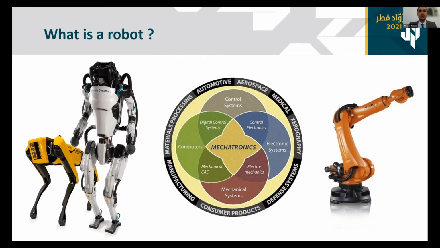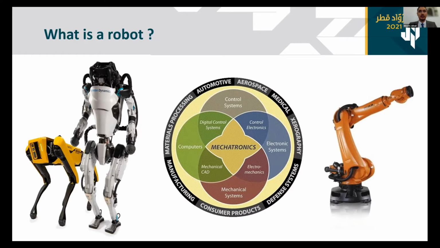Nowadays, the International Organization for Standardization, or shortly called the ISO, defines an industrial robot as an automatically controlled, reprogrammable, multi-purpose manipulator, programmable in 3 or more axes, which can be either fixed in place or on a mobile platform for use in industrial automation applications.